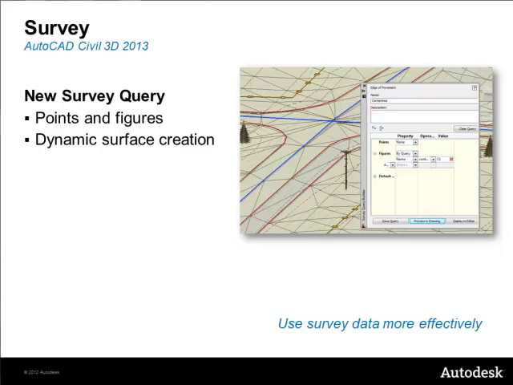There is a significant improvement made in the dynamic surface creation process. Before Civil 3D 2013, a lot of manual data sorting was required in order to create a surface containing only the information you need. Now, by adding a query to a surface, creation is much faster and maintains a dynamic link to the survey database.